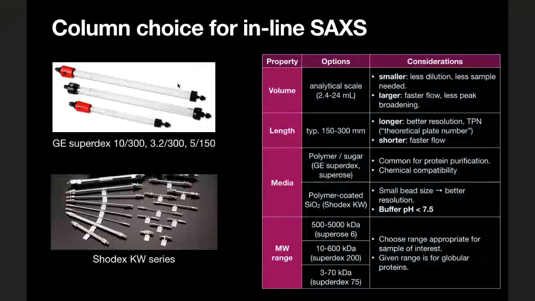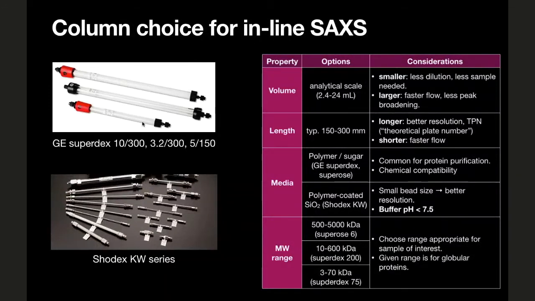In terms of brand of columns, most beamlines that I've found use either GE columns or Shodex columns. And the GE columns are a polymer and sugar-based bead, and they're very commonly used in protein purification, so people who do protein work will be familiar with them. And they also have a very wide range of chemical compatibility.